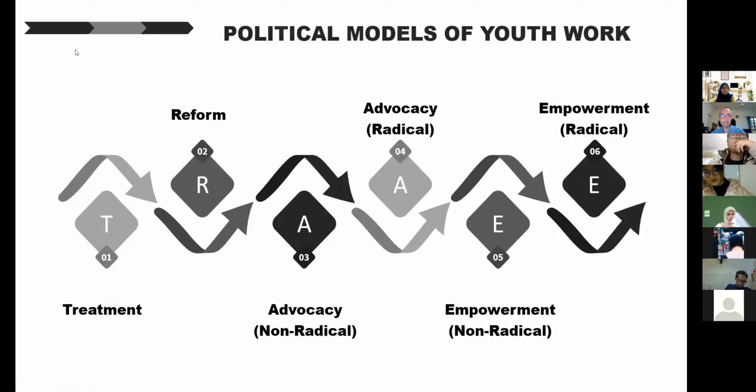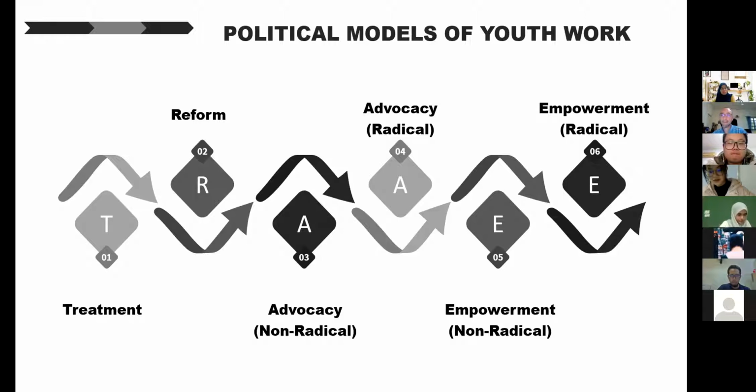Also, we have two models in our article: a political model of youth work and the circle of courage model. This part has six categories: treatment, reform, advocacy, and empowerment. A benefit of these models is to highlight the political nature of youth work values, and this courage about rights, social justice, equality, participation, and social inclusion. So discussion of the political values also clarifies different meanings within the particular political tradition.